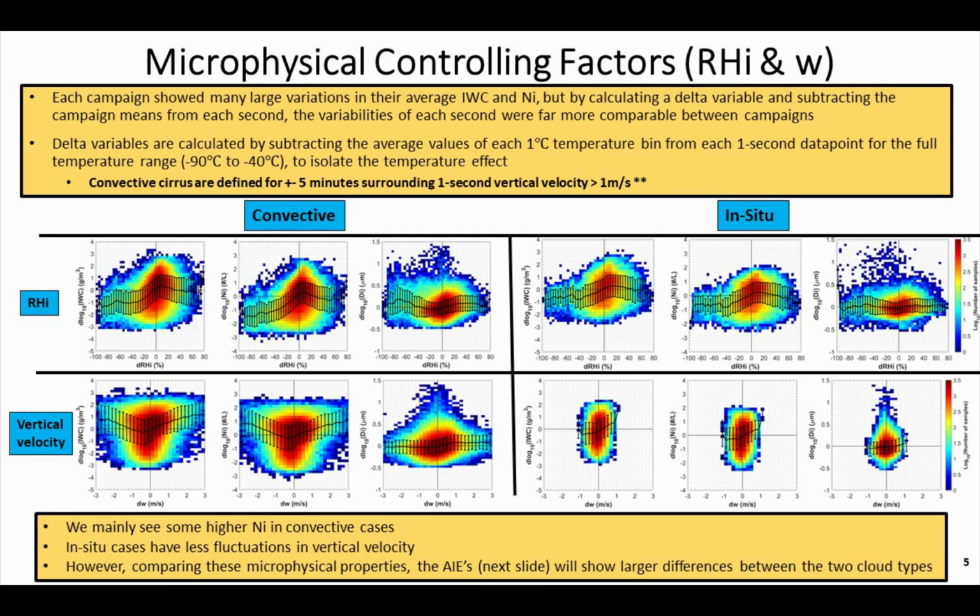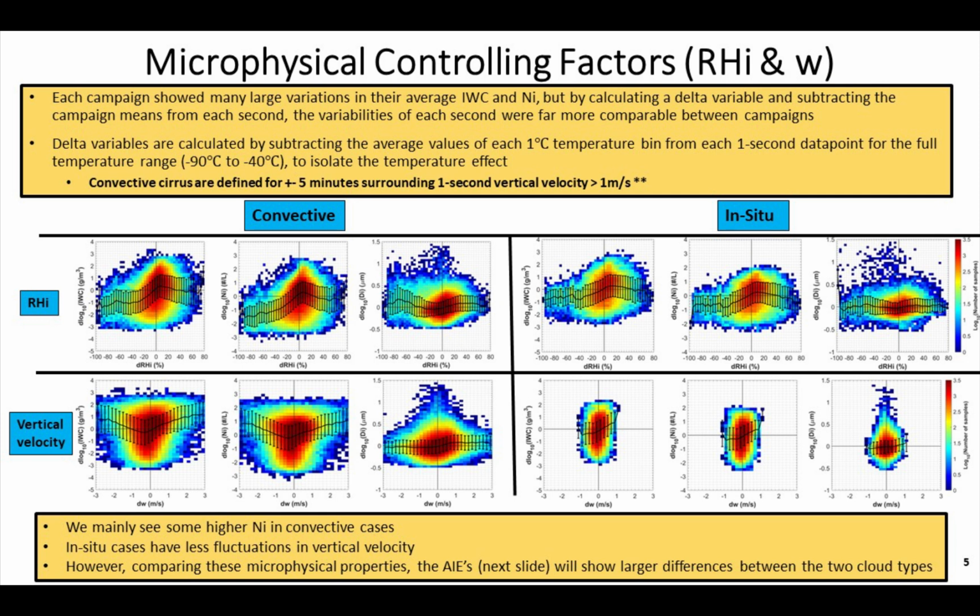And so our initial analysis for looking at the thermodynamic and dynamic controlling factors on the ice microphysics found that each campaign had large variations in their microphysics. However, calculating a delta variable found that the second by second variations of each 1 degree Celsius bin for each data point were definitely much more comparable between the different campaigns. And so right now we're doing more work to reframe the definition of convective or in situ cirrus. However, these results are kind of preliminary.